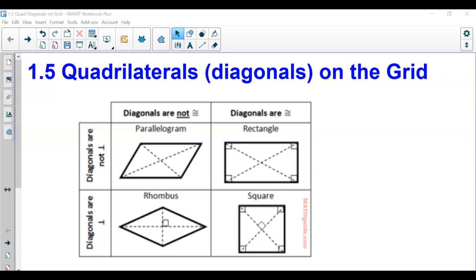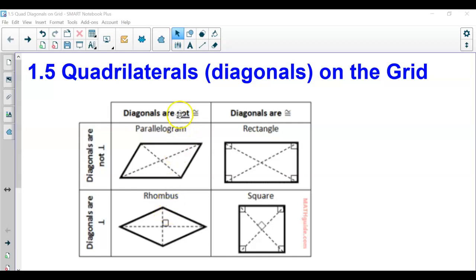In this video, I'm going over our lesson that continues focusing on quadrilaterals and the diagonal relationships, but now on the coordinate grid. So again, going back to this grid and table that we talked about in our previous lesson, and remembering that the parallelogram does not have congruent or perpendicular diagonals.